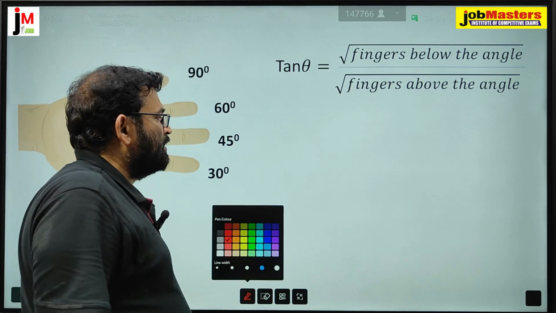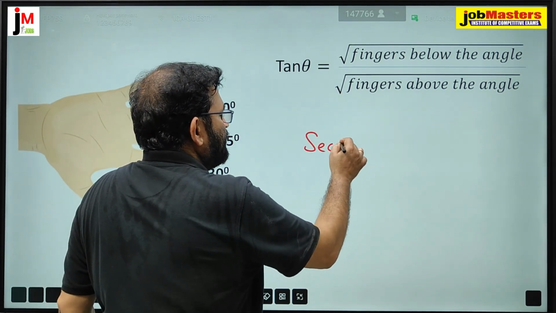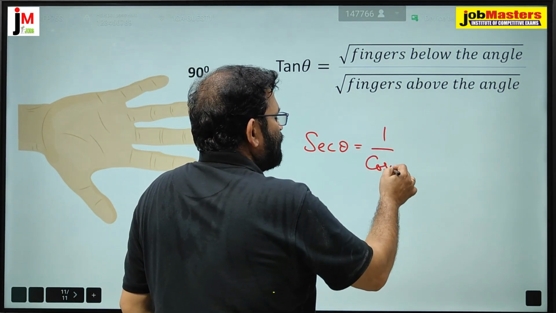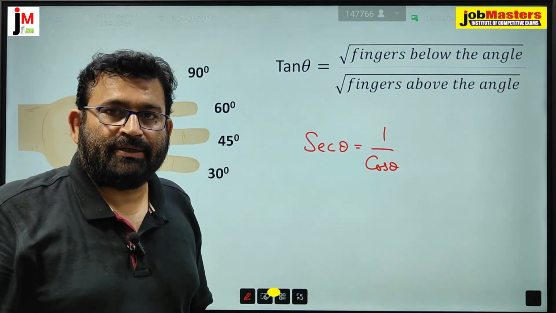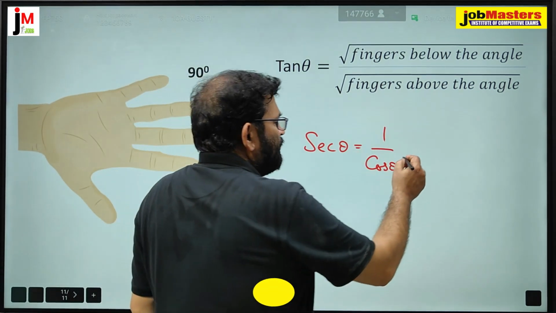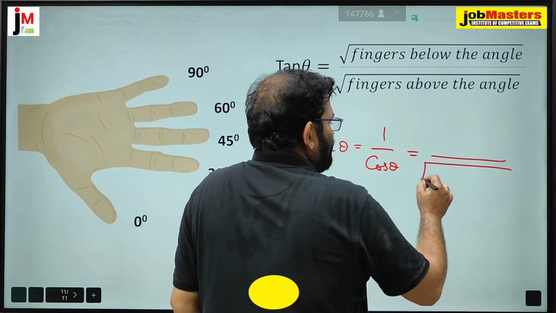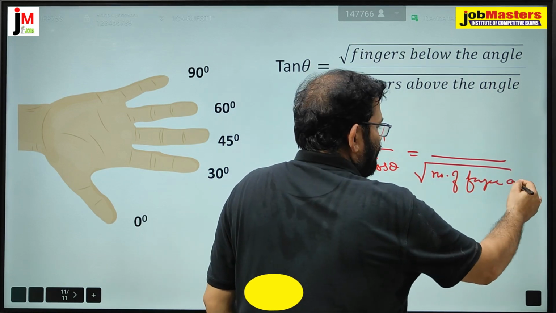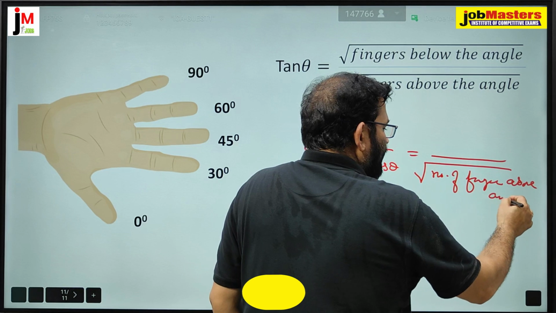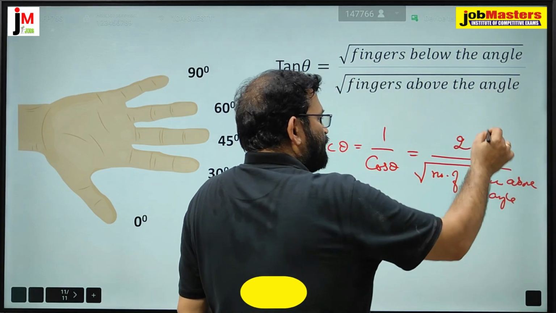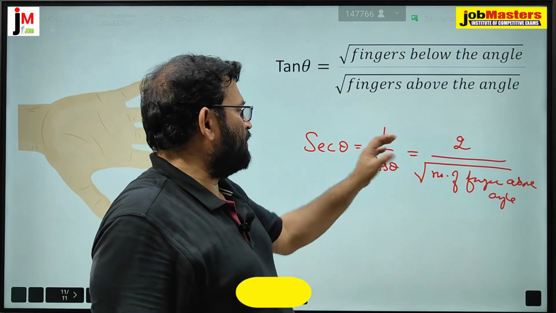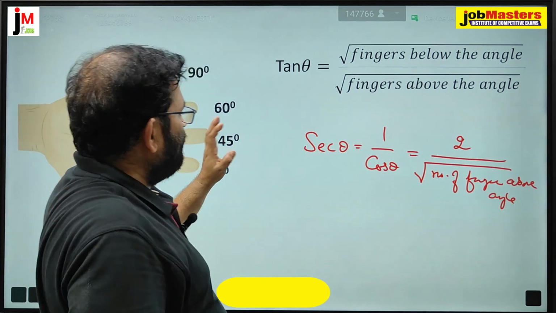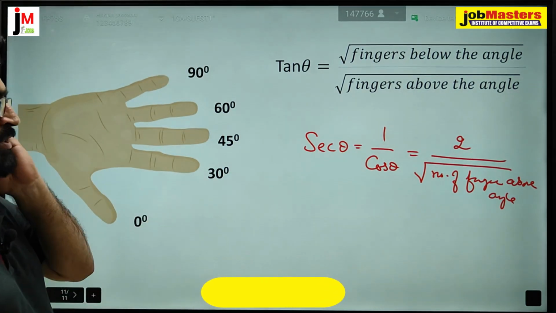Let me take one example. If somebody wants to find sec of theta, how can he find this? We know that sec of theta is the reciprocal of cos theta. You can write 1 upon cos theta, right? And you can write the formula for cos theta: the number of fingers above the angle asked in the question, and we have 2 in the numerator. So the total formula for sec theta will be 2 divided by root of the number of fingers above the angle which is asked in the question. So this is the formula for sec.